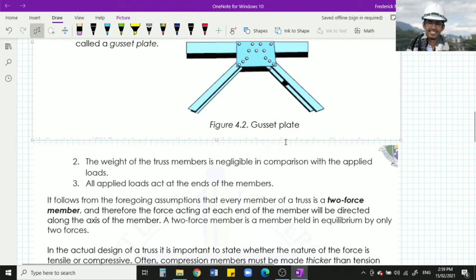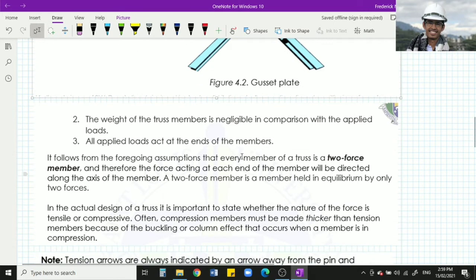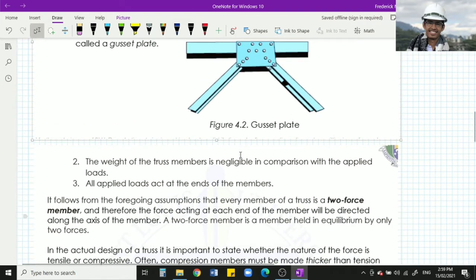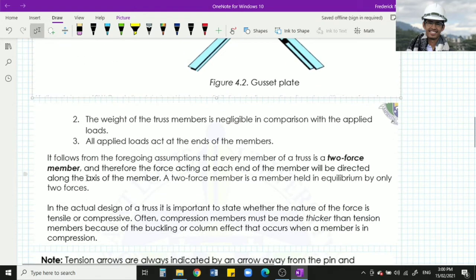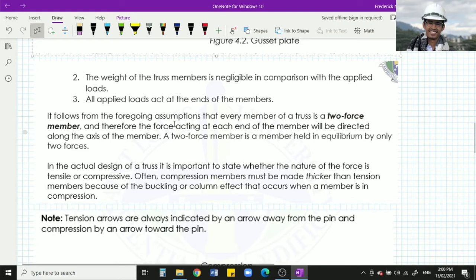Okay? The weight of truss members is negligible in comparison with the applied loads. And all applied loads act at the ends of the members. So the load applied to our members acts only at the ends of our members. Okay? At the ends of our members. It follows from the foregoing assumptions that every member of a truss is a two-force member.